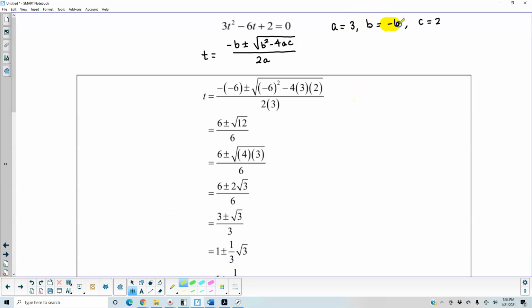So we said that 6 is plugged in for b. And then a represents 3. So there's our 3. And then c is 2. So there's 2, and then there's 2. So a negative times a negative makes us positive 6, plus or minus the square root of negative 6 squared, which is 36, minus 24, which gives us 12, divided by 6.